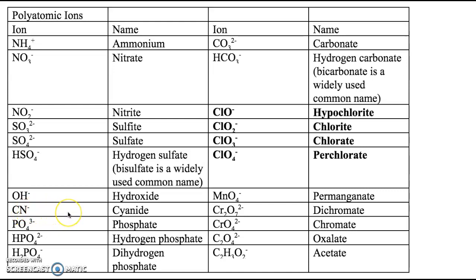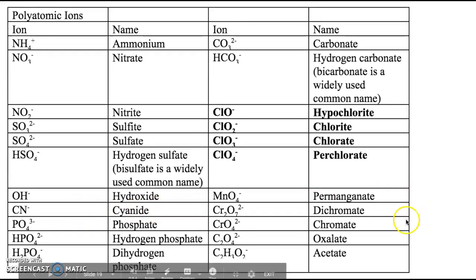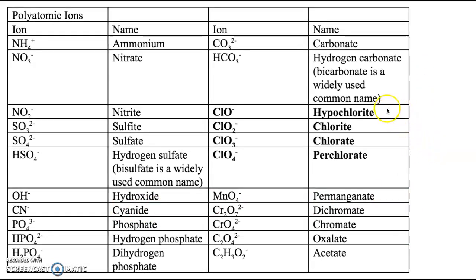And again, polyatomic ions are a group of atoms that have a charge to them, all right? And they act as a single unit. So you want to get to know these. There's a couple patterns that you want to know. I have these four highlighted right here.